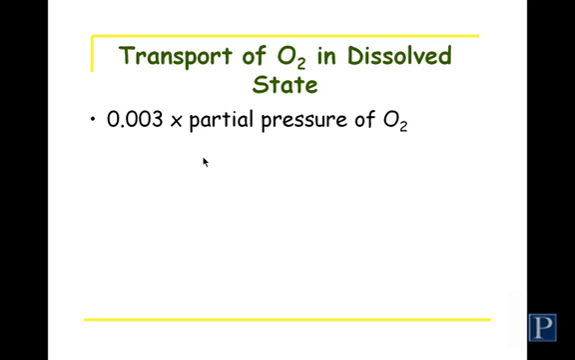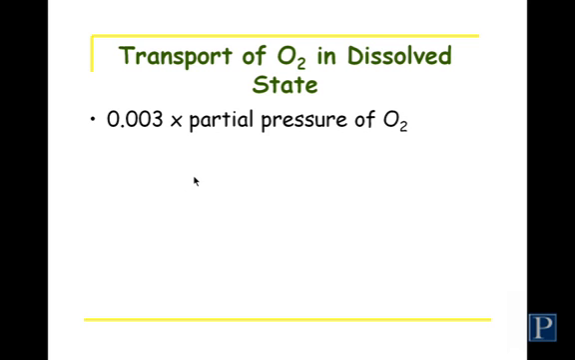So for example, if partial pressure of oxygen is 100 millimeters of mercury, 100 times 0.003 is 0.3 mLs of oxygen per deciliter of blood. So that would be the amount. Now, during real severe exercise, the amount of oxygen dissolved can go down a lot because you're going to be using a lot of that oxygen. But hopefully, we can replace it when the exercise is finished.